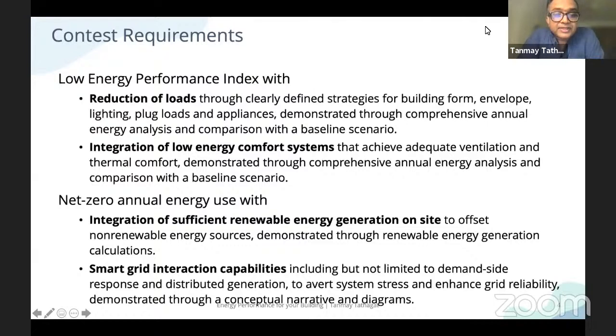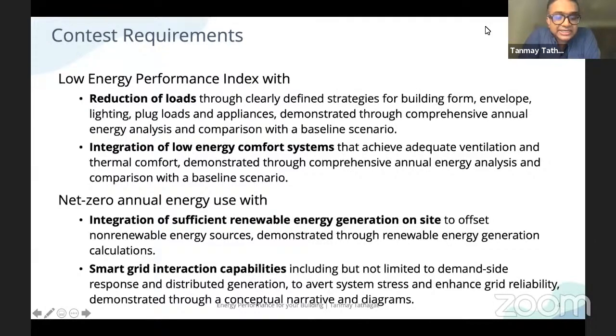Second, comfort system is another word for how do you provide cooling and heating for maintaining a minimum standard of comfort for the occupants, and how can it be done using the least amount of energy. Once you have a building with a low energy performance index, low EPI, then you need to also worry about how you get the residual energy, the actual amount of energy that still is required, to be produced on site using renewable means. So how does one integrate that much energy generation on site.